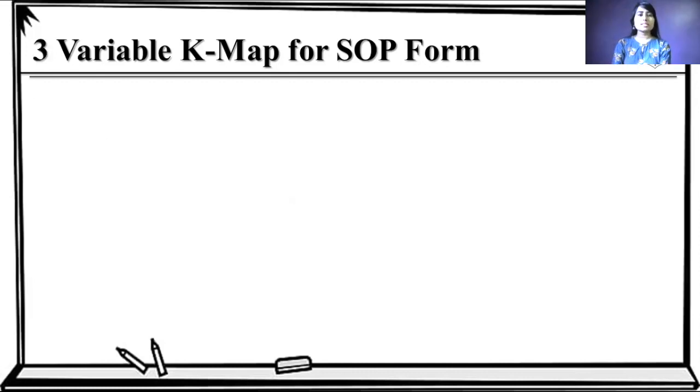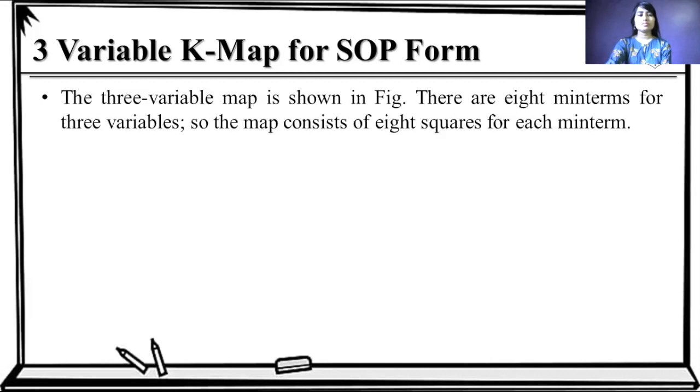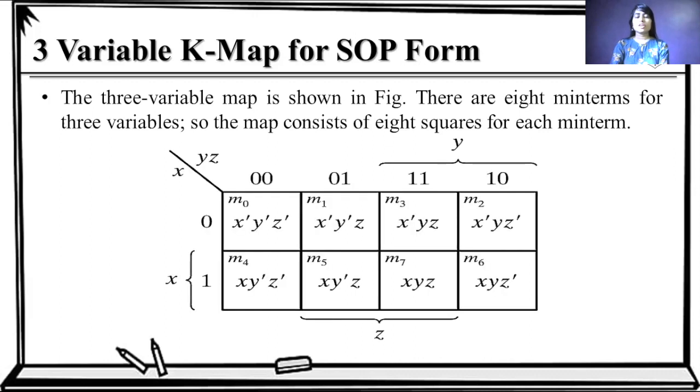Now let's discuss the three variable K-map for SOP form. The three variable map is shown in the figure. There are 8 minterms for three variables, so the map consists of 8 squares, one for each minterm. Here we have an 8 square K-map, as for three variables we have 8 possible combinations. So we can write these 8 possible combinations like this.